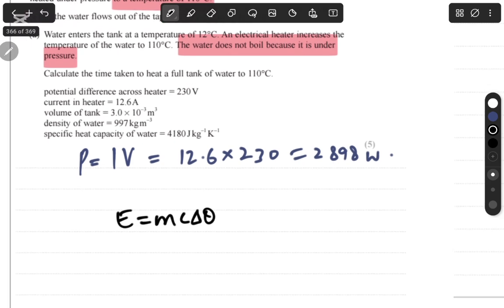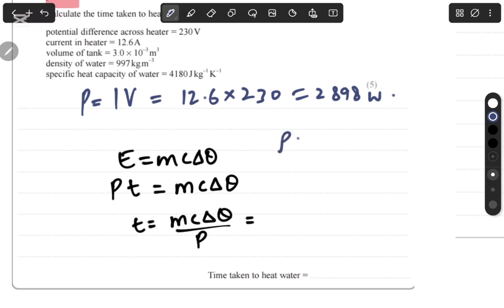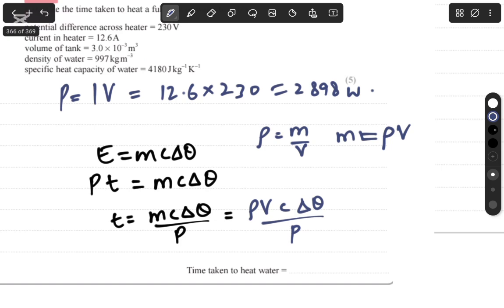And I know E equals mc change in T. This is the energy required to change the temperature. Energy is equal to power times time, which equals mc change in T. So I need to find the time, so time is equal to mc change in T over P. Instead of the mass, I know density is equal to mass over volume, so mass is equal to density times volume. So it's the density of the water times the volume of the tank, which is basically the volume of water it has, times the specific heat capacity of water, times the change in temperature, divided by the power, which will give me the time taken to heat the water.